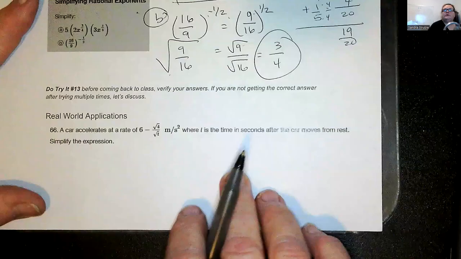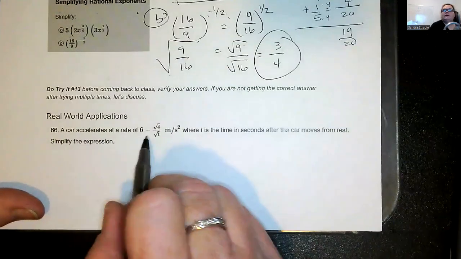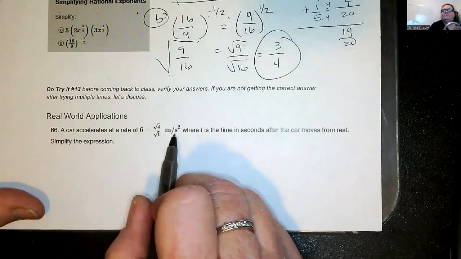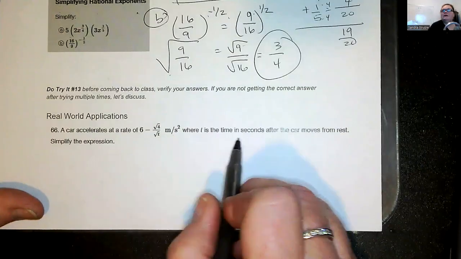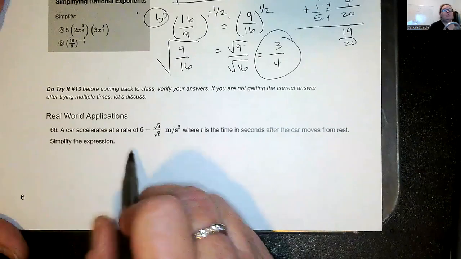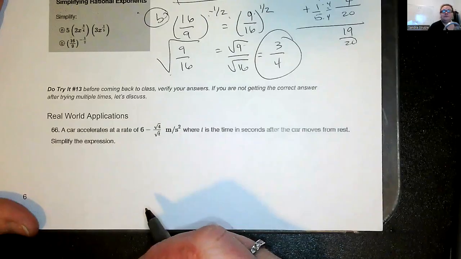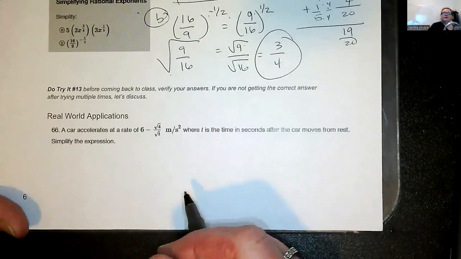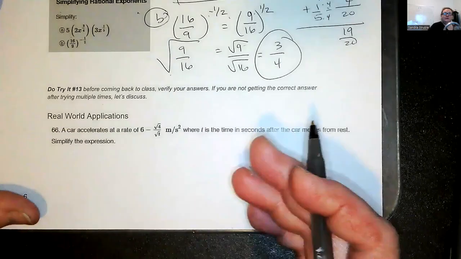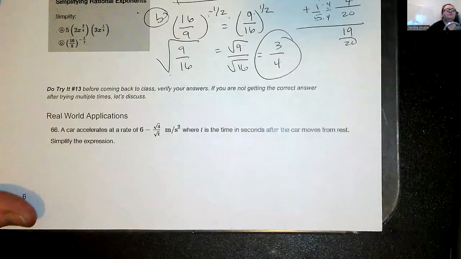All right. Looks like we've got a real world application. A car accelerates at a rate of 6 minus the square root of 4 over square root of t meters per second squared, where t is the time in seconds after the car moves from rest. Simplify the expression. Well, we can't have a square root in the denominator. Okay, so how are we going to do this? We can't combine the terms without them having the same.